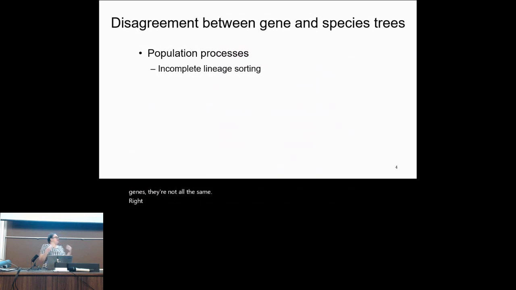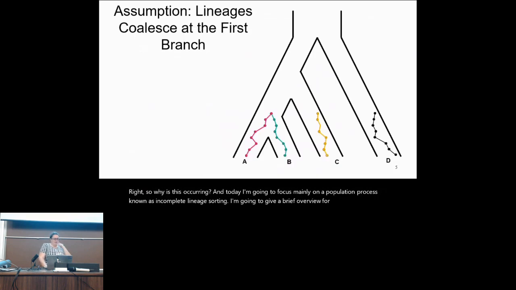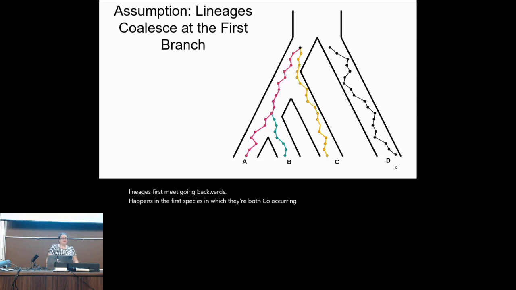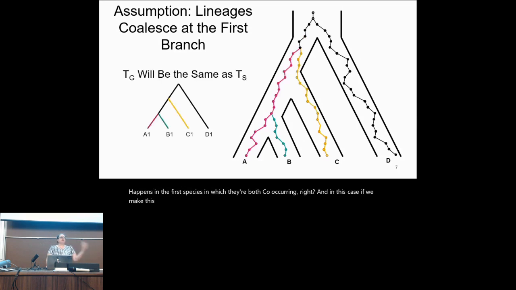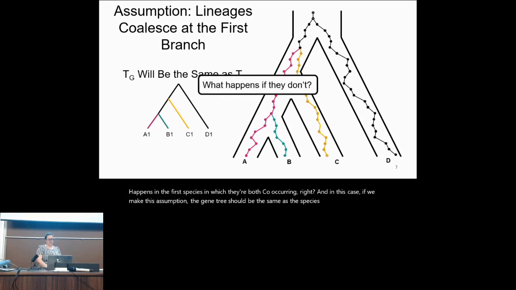So why is this occurring? Today I'm going to focus mainly on a population process known as incomplete lineage sorting. I'm going to give a brief overview for everybody. One of our assumptions when we're doing phylogenomics is that lineages coalesce at the first branch. We can think of this going backwards in time. The time when lineages first meet going backwards happens in the first species in which they're both co-occurring. And if we make this assumption, the gene tree should be the same as the species tree.